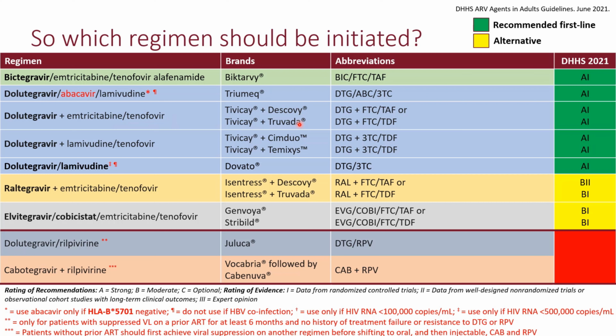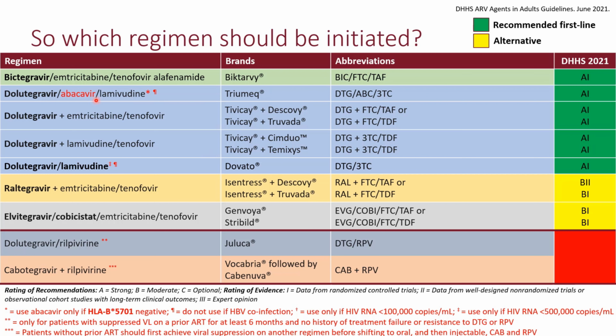Next we have dolutegravir with a different backbone, so emtricitabine and tenofovir. Basically you can have Descovy or Truvada as the backbone. And lastly, more recently, we have the backbone of lamivudine plus tenofovir as a cheaper option. So these two formulations, Cimduo and Temixys, are recently available on the market as a cheaper option.